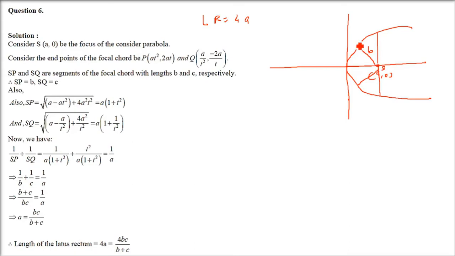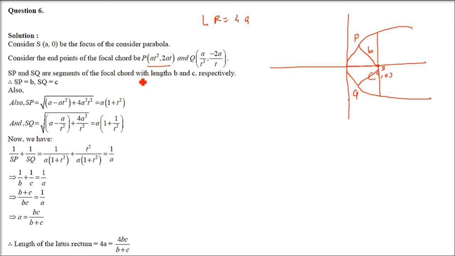Now I am joining C here. I am calling this as P, this as Q, and the focus as S. Now in the discussion section, I told you how to take this focal chord point. One we took as at square, one as 2at.